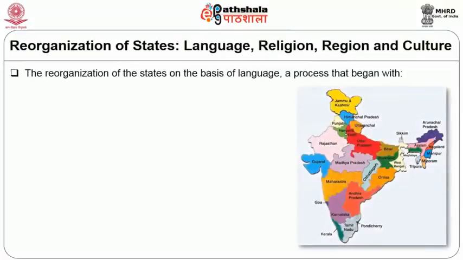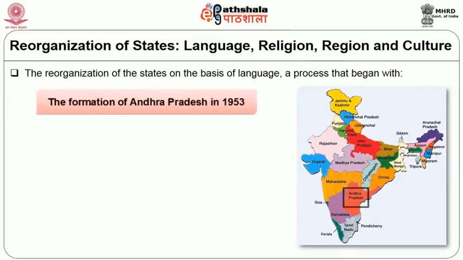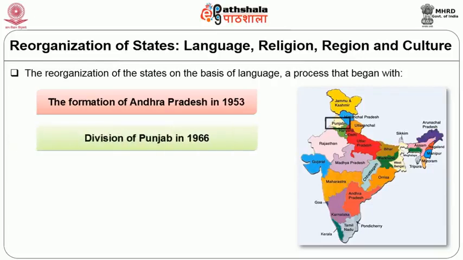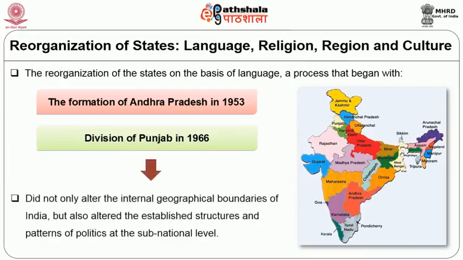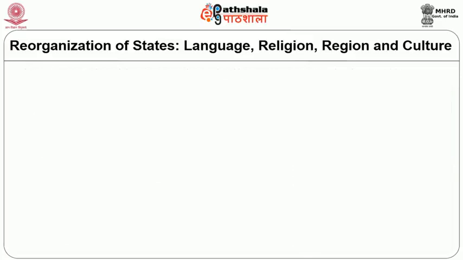The reorganization of the states on the basis of language, a process that began with the formation of Andhra Pradesh in 1953, and in a sense concluded with the tripartite division of Punjab in 1966, did not only alter the internal geographical boundaries of India, but also altered the established structure and patterns of politics at the sub-national level.